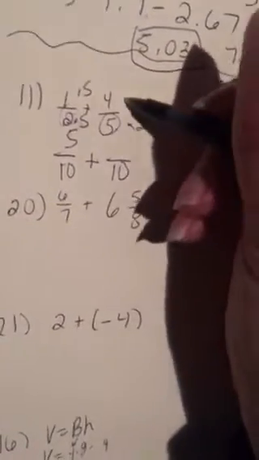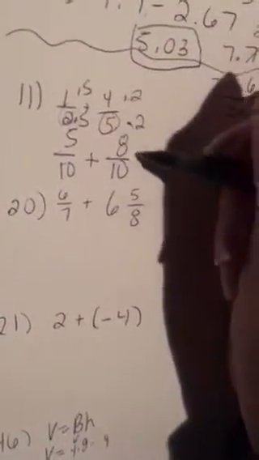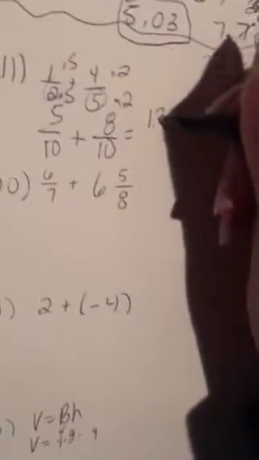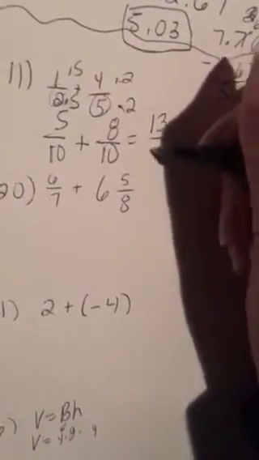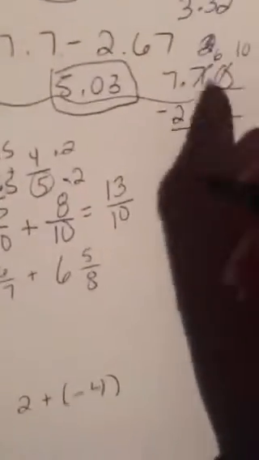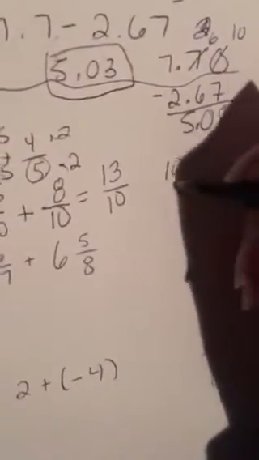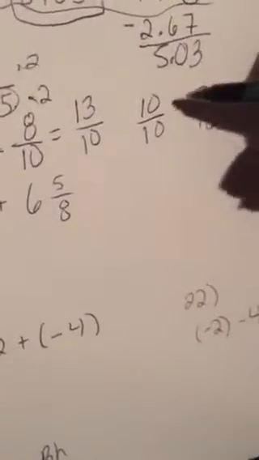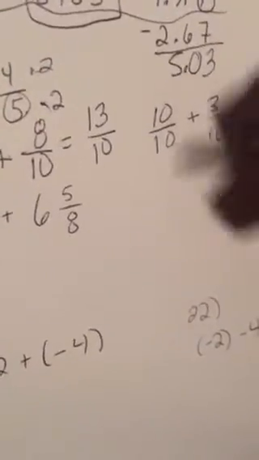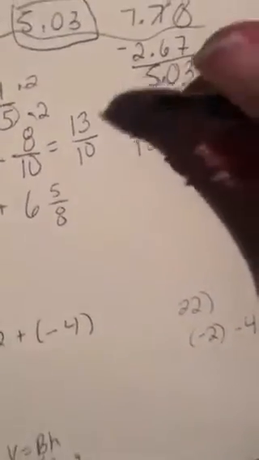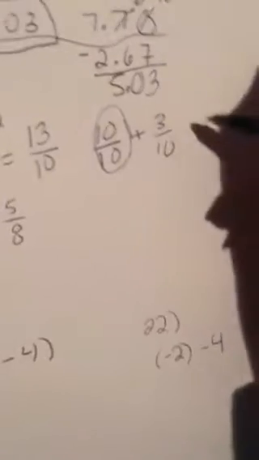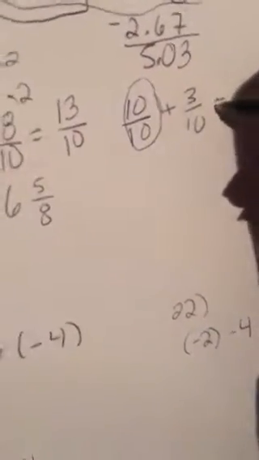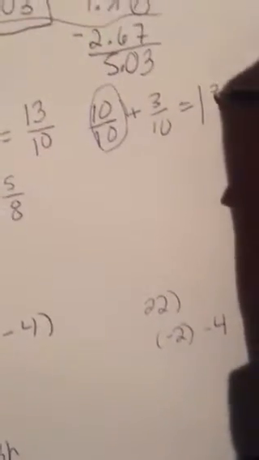5 times 2 is 10. 4 times 2 is 8. When I add them together, I get 13 tenths. When I think about 13 tenths, I know that it's the same as 10 tenths plus 3 tenths. Because 10 plus 3 is 13. I could rewrite this 10 tenths as 1 whole. So 13 tenths would be 1 and 3 tenths.